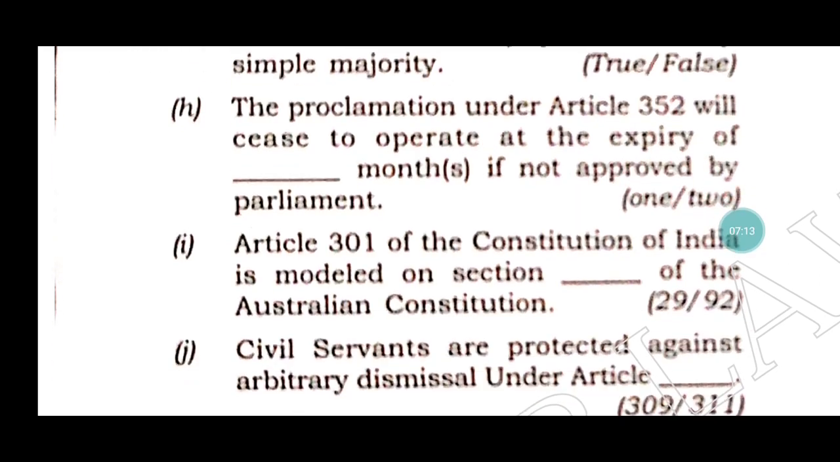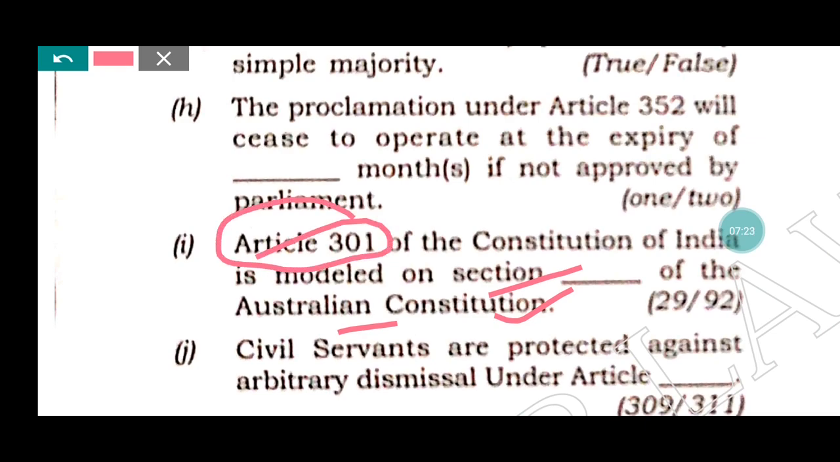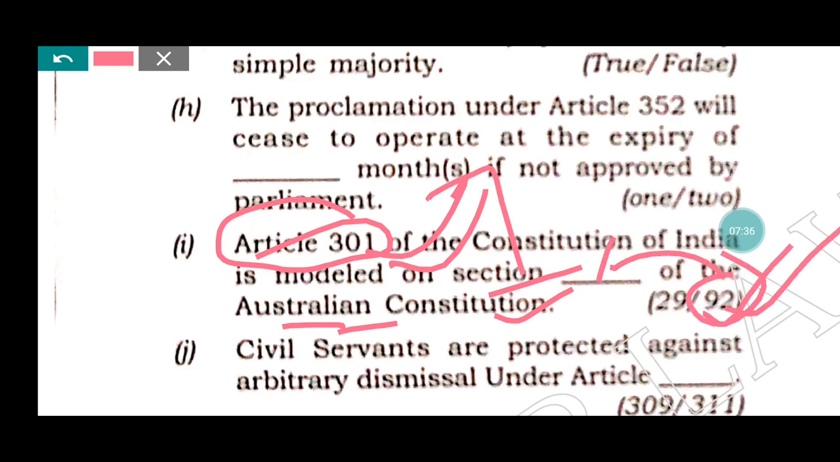Now the next question. Article 301 of the Constitution of India is modelled on section dash of the Australian Constitution. Article 301 is modelled based on which section of the Australian Constitution? Article 301 is based upon section 92 of the Australian Constitution. So the correct answer is 92.